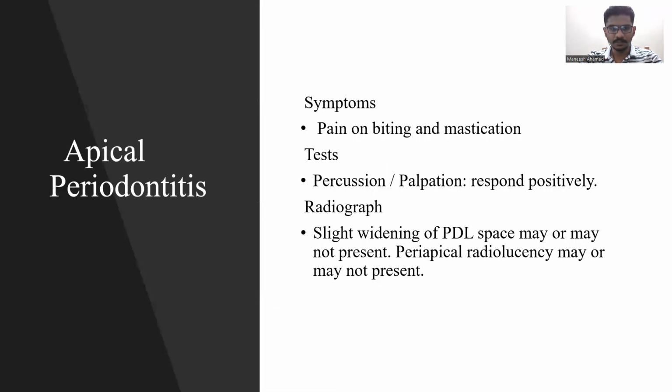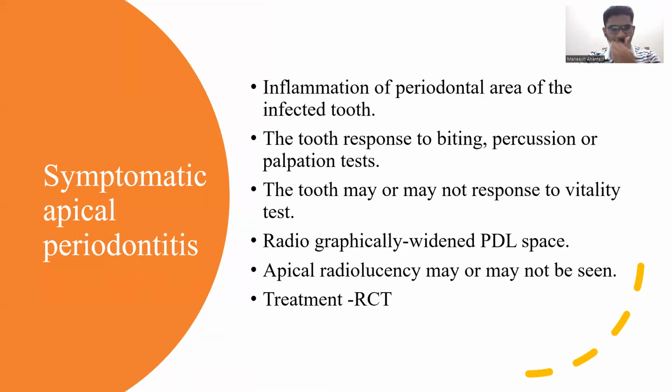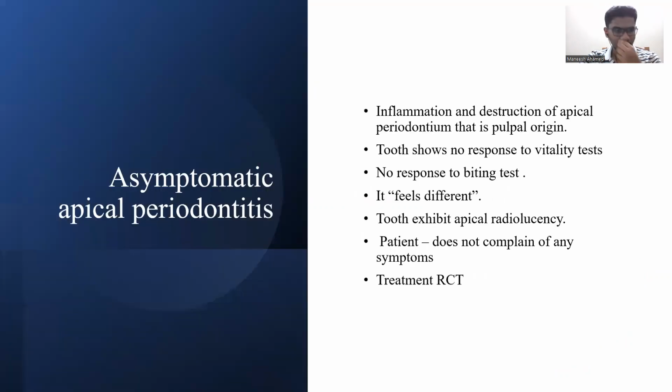Coming to the first category under apical periodontitis, that is symptomatic apical periodontitis, which includes inflammation of the periodontal area of the infected tooth. The tooth responds to biting, percussion, or palpation tests. The tooth may or may not respond to vitality testing. Radiographically, a widened periodontal space will be noted. Apical radiolucency may or may not be seen. The treatment usually includes root canal treatment.